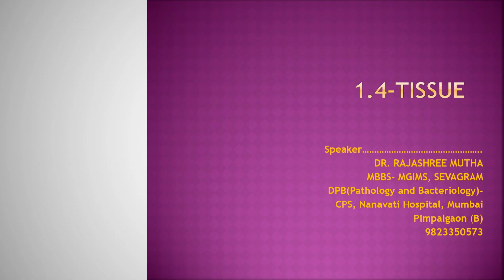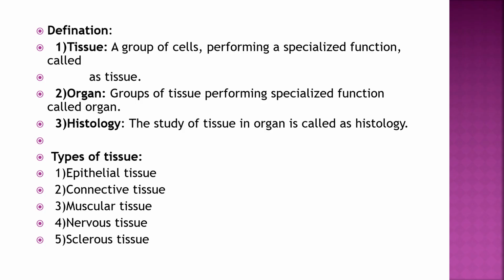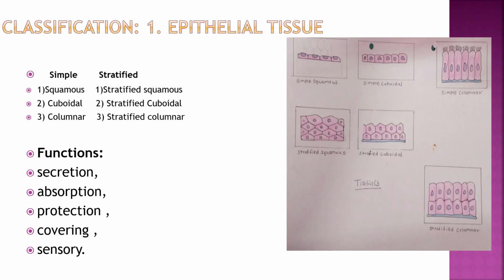Now today we will see about tissue. So what is tissue? It is an aggregation of cells to perform a single function. So there are a total of 4 types. One is epithelial tissue. It is of 2 types, simple and stratified. And simple is squamous, cuboidal and columnar.